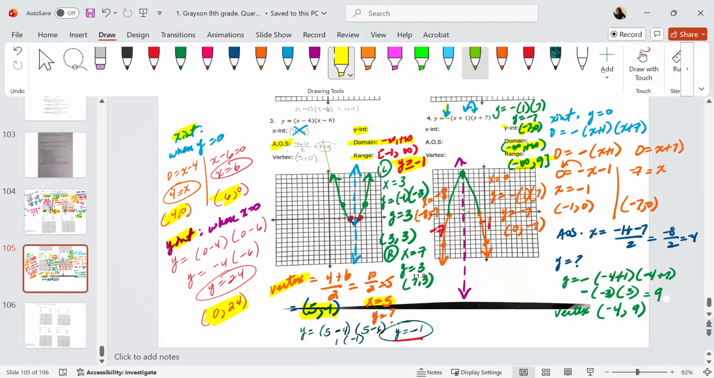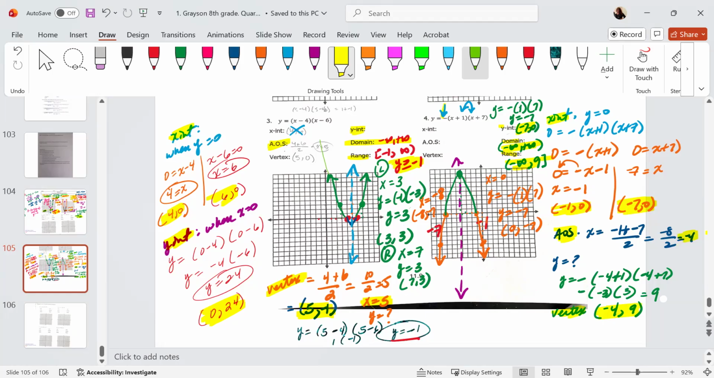The x-intercept is these two right here. Do you see them highlighting? The vertex is right here. Axis of symmetry is x equals negative 4. That's it. So copy that part down, and we're halfway through.